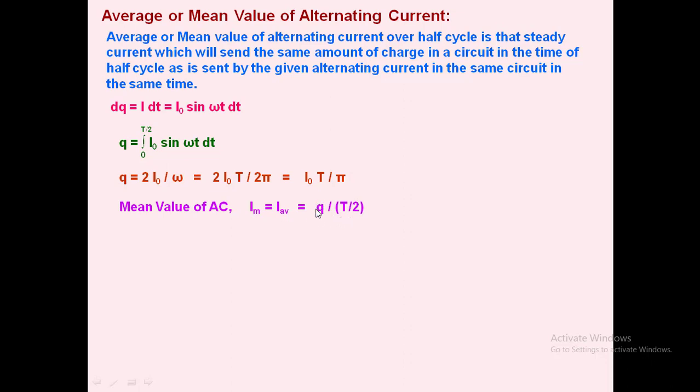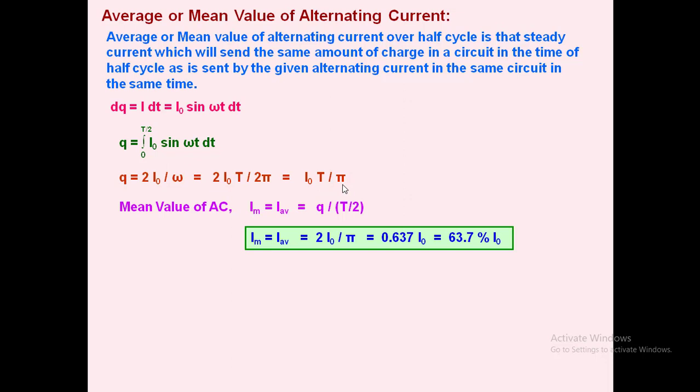But what is the value of q here? I0 T by pi. Substitute the value. So you are going to have the expression as 0.637 I0. So the average value or mean value of alternating current is equal to 0.637 I0.